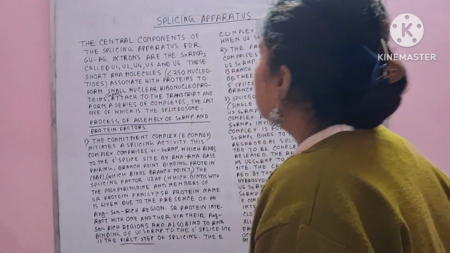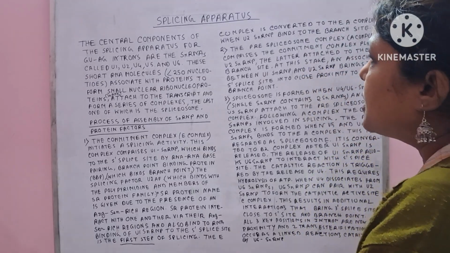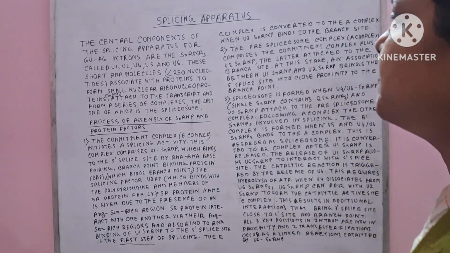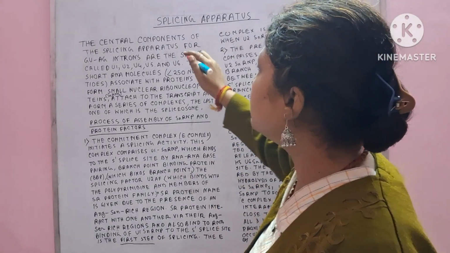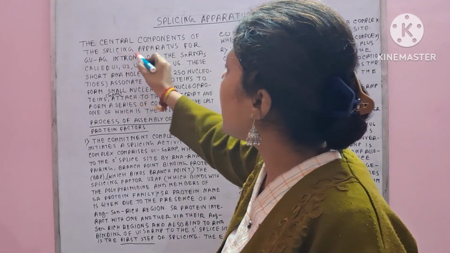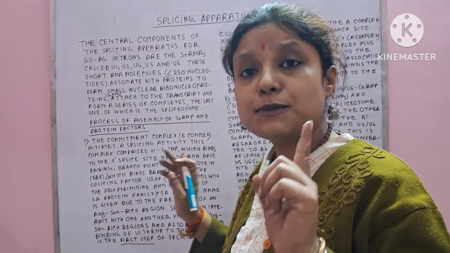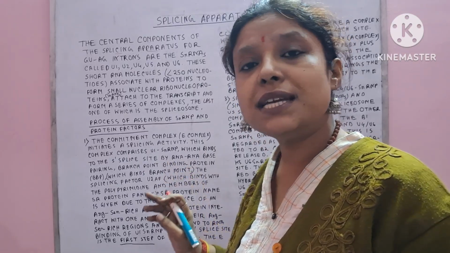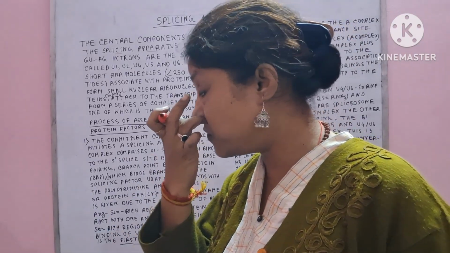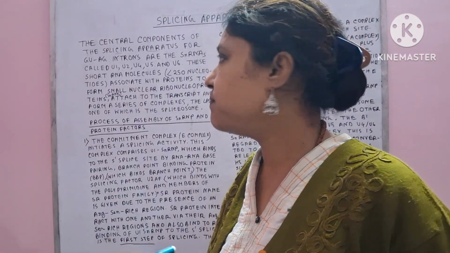Okay, so let's continue. The splicing apparatus. What is the splicing apparatus? The central component of the splicing apparatus is for GU. The splicing process I have already explained in my previous video, so you can check out that one.